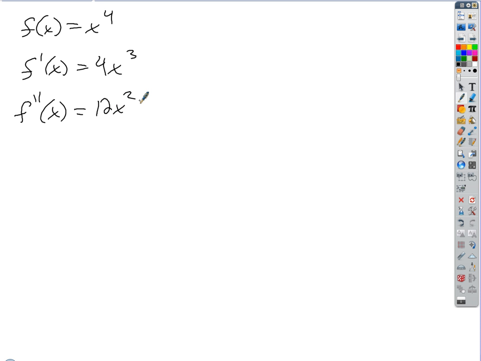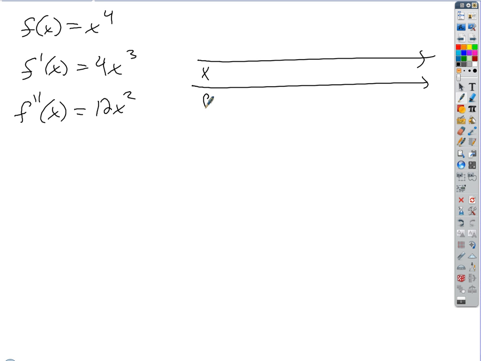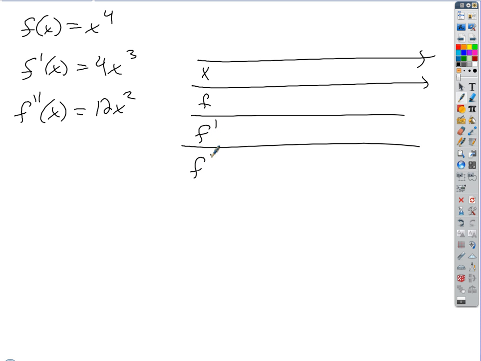12x squared. Okay, so our critical numbers are just 0, right? The only critical number we get, but would everybody agree that it's a critical number of both derivatives? Yeah. Okay, so when we make our table, so we get this, we get 0 is a 0 of both derivatives.